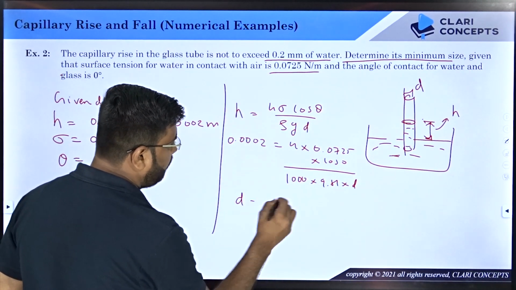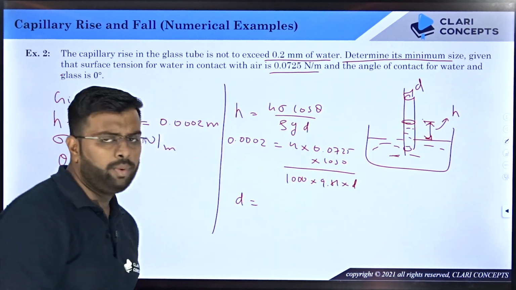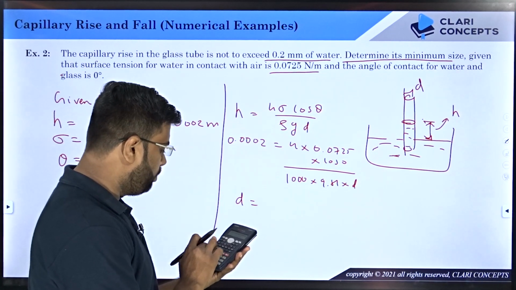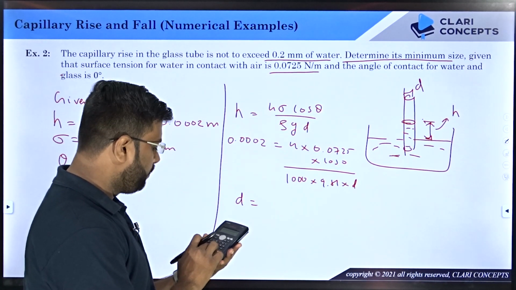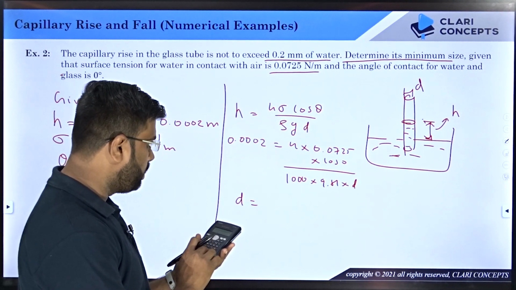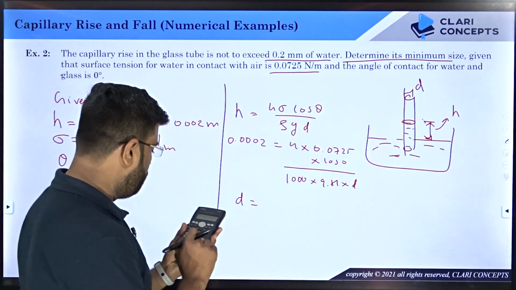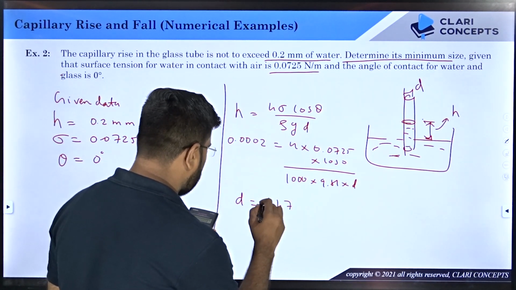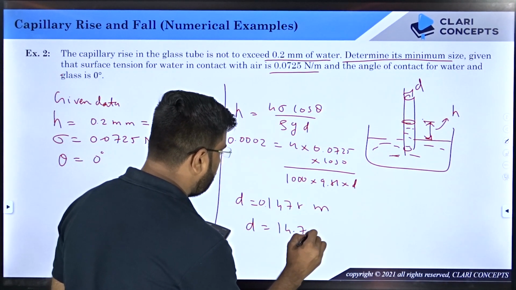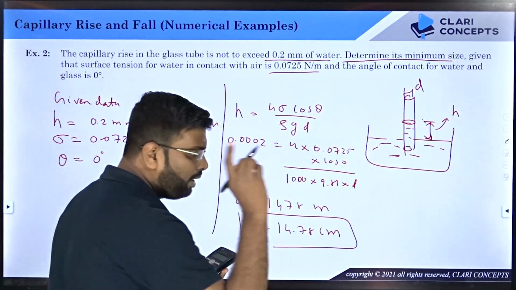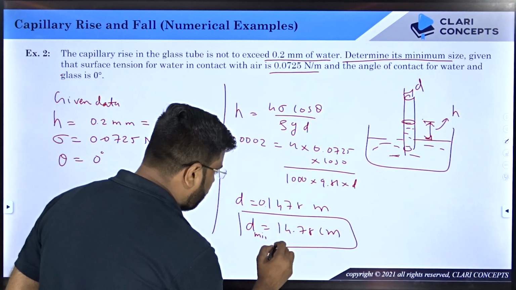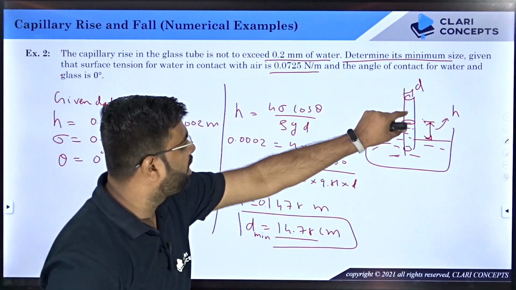So what is the value of d? Simply you take d on the left hand side, you take 0.0002 in the denominator and go for the calculation. You will get 4 into 0.0725 into cos 0 is 1 divided by 1000 divided by 9.81 and then 0.0002. Diameter is 0.1478 meters, which is 14.78 centimeters, because I am multiplying it by 100. Let me check whether the answer is correct or not. Yeah. So the minimum diameter that you can have is 14.78 centimeters, for which the maximum capillary rise is 0.2 mm.